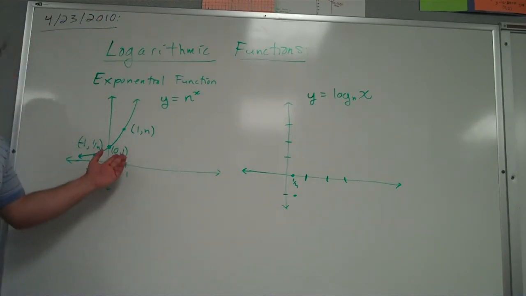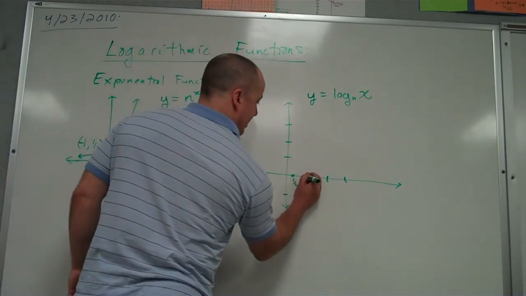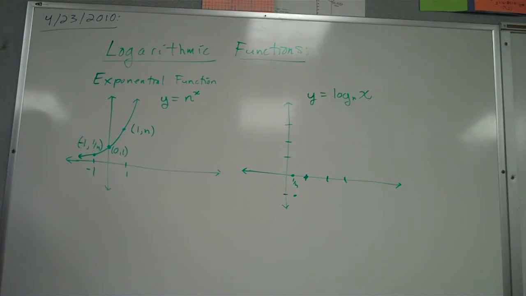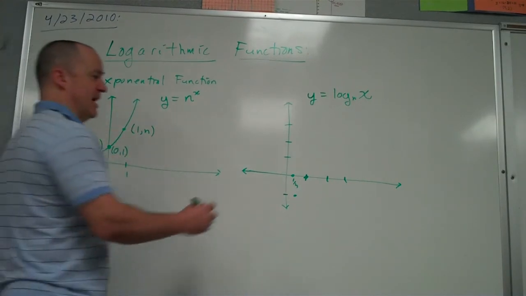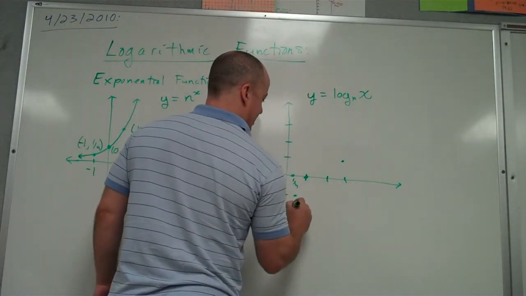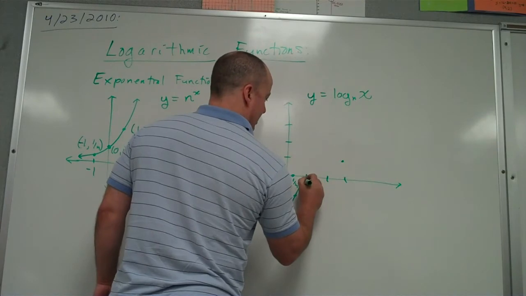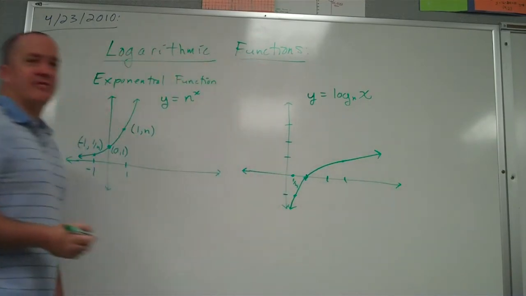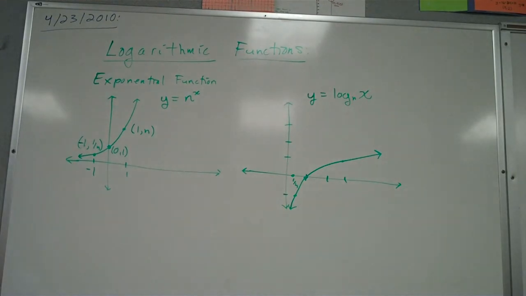What do you get when you switch 0 and 1? 1, 0. So a logarithm passes through here. And what do you get when you switch 1 comma n? N, 1. I don't know where n is because I didn't make up a number, but it's going to be this high. This is a logarithmic function. You know the logarithmic function has to exist.